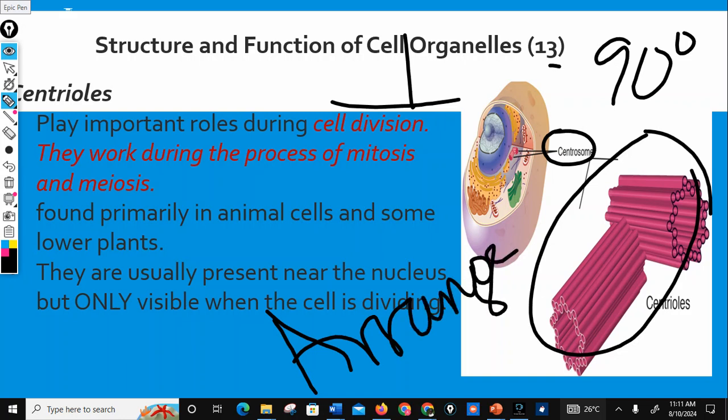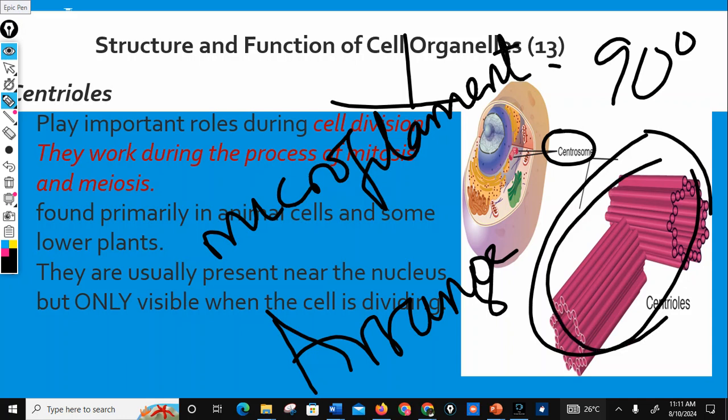We call them spindles. They are actually made of microfilaments. Microfilaments are organized by this centriole. It is on the microfilaments that the chromosomes will come to attach themselves via their kinetochores.